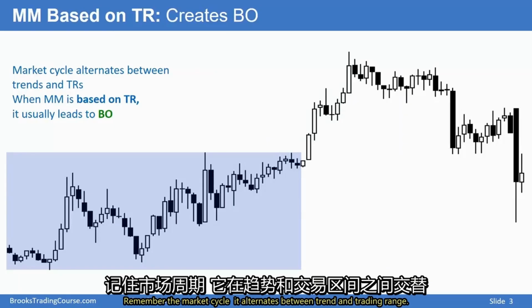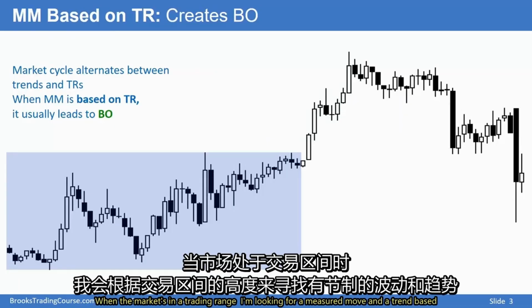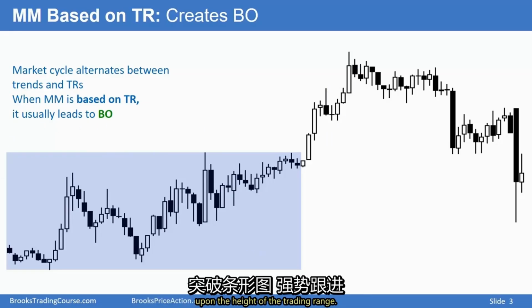Remember the market cycle. It alternates between trend and trading range. When the market's in a trading range, I'm looking for a measured move and a trend based upon the height of the trading range.